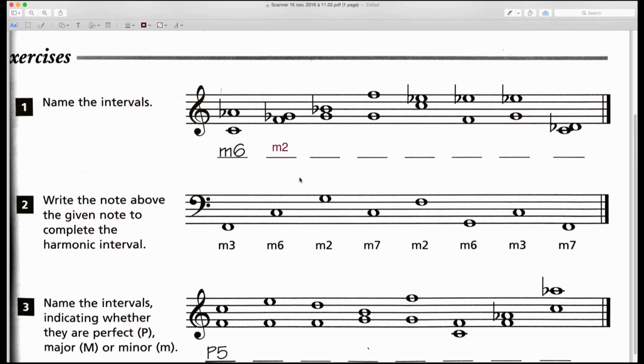This is a very long-winded way of explaining this, and in some ways, yes, you're right. There's a flat to it, but that's not the reason. If you just see a flat, it doesn't mean that it's a minor second.